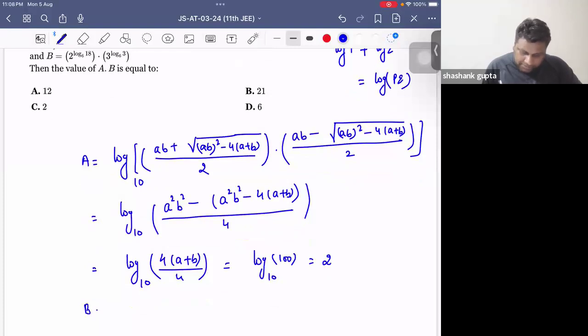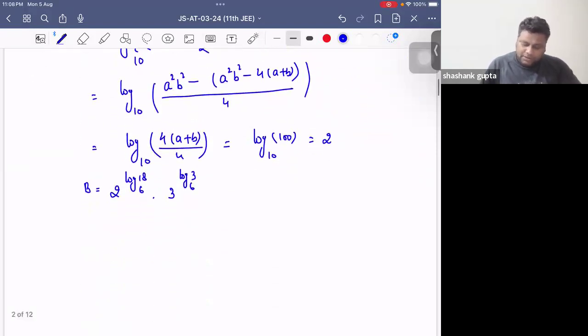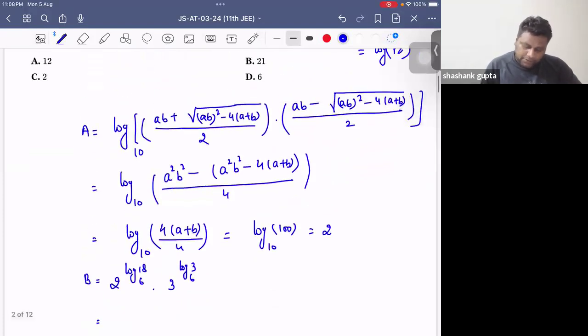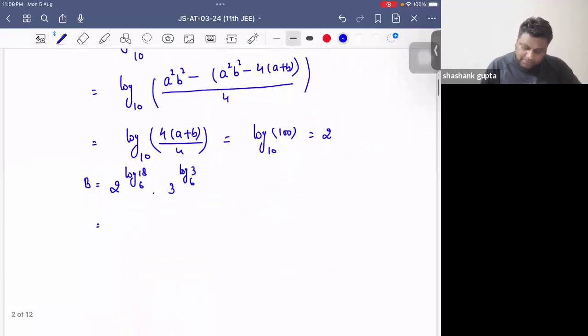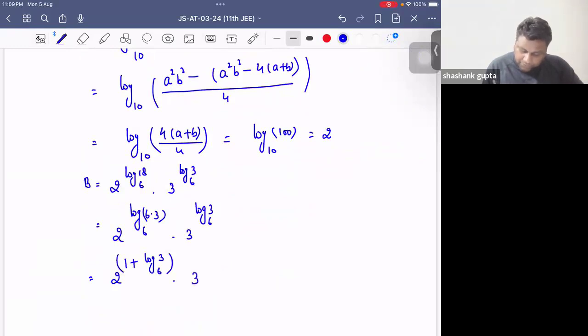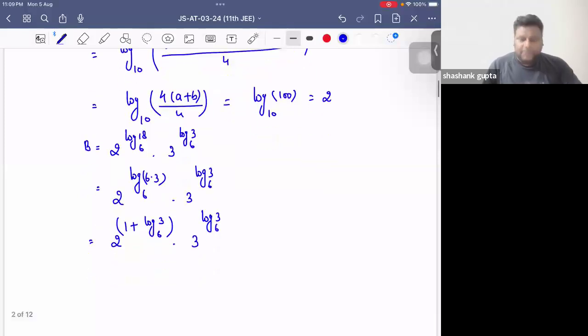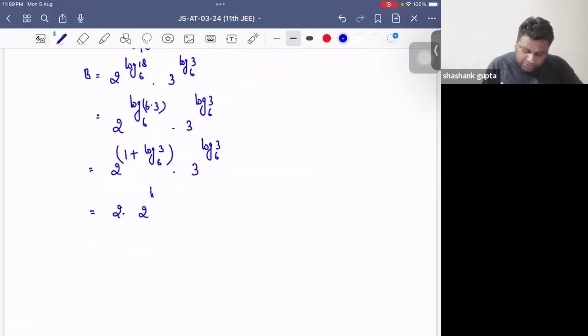Now about b, what they are saying, b is 2 to the power log 18 base 6 into 3 to the power log 3 base 6. Now see, 2 to the power log 18 base 6 plus 3 to the power log 3 base 6. This 18 can be written as 2 to the power log 6 into 3 base 6. Keep it as it is, log 3 base 6. So it is 2 to the power 1 plus log 3 base 6 into 3 to the power log 3 base 6. Am I correct? So this will become 2 into 2 to the power log 3 base 6 into 3 to the power log 3 base 6.